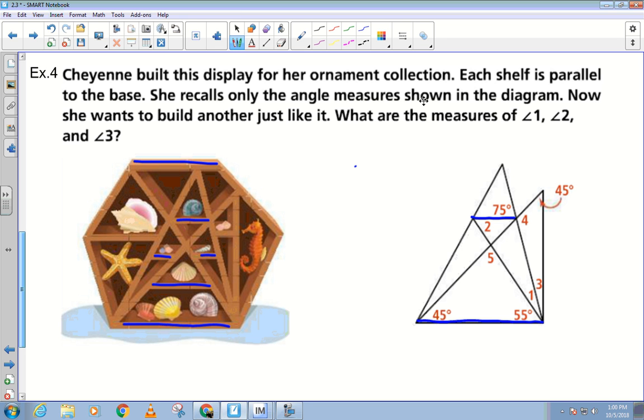Angle 5? I would probably find angle 5 first, because I can use the triangle angle sum theorem. The measure of angle 5 is going to be 180 minus these two, which is what? 100. And so the measure of angle 5 is going to be 80. I'm going to write 80 in there. So what can we find next?